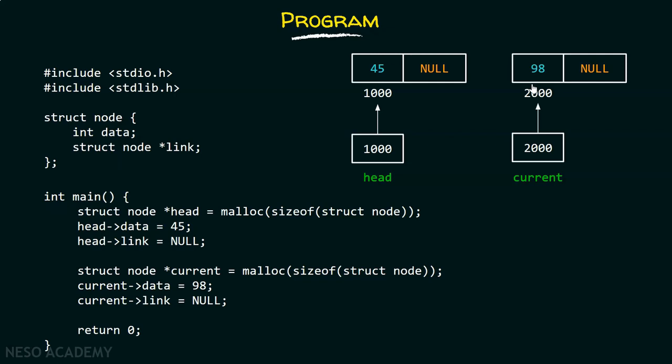Now the next step is to update the link part of the first node so that it can point to the second node. So this is the way we update the link part of the first node. The link part of the first node now contains the address 2000 because here I am initializing this with current. Current contains the address 2000. That is why head link is equal to current gives this address, that is 2000. It means the link part now contains this address 2000, which means that now the first node is connected to the second node.